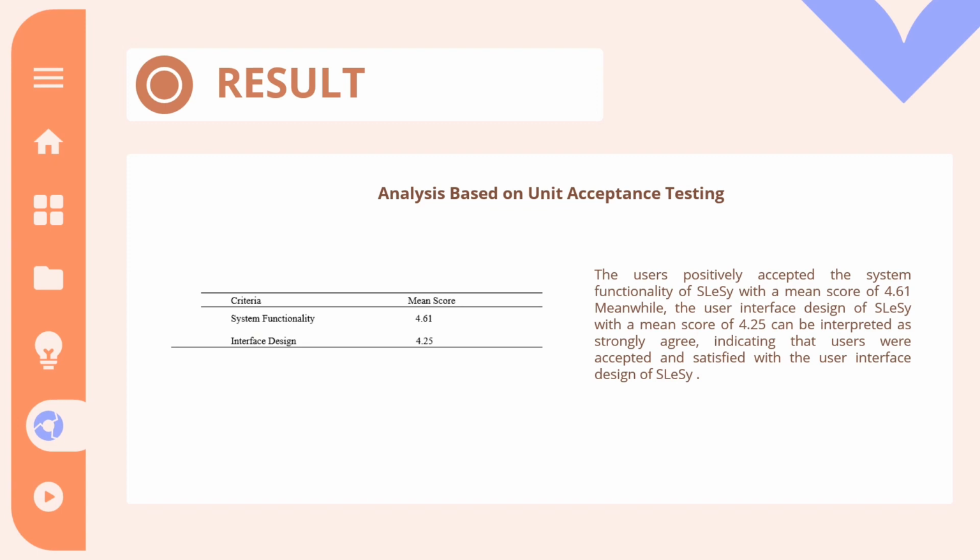The users positively accepted the system functionality of SLeSy with a mean score of 4.61. The user interface design of SLeSy with a mean score of 4.25 can be interpreted as strongly agree, indicating that users accepted and were satisfied with the user interface design of SLeSy.